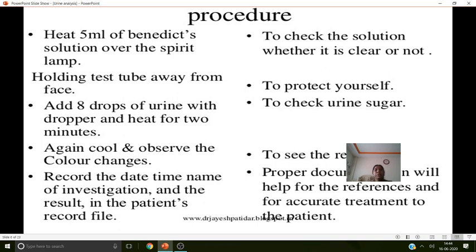Again cool and observe the color change. So after heating, we add 8 drops in the solution and again heat for 2 minutes. Again we have to cool and observe the color change. Record the date, time, name of investigation and the result in the patient's record file. So we have to see the color changes we can observe.